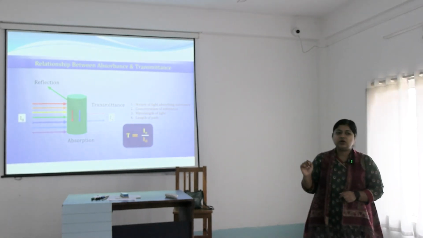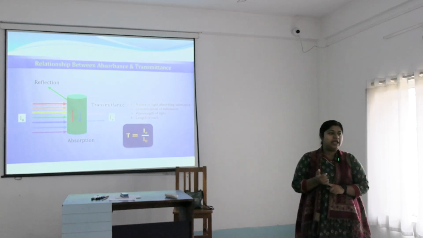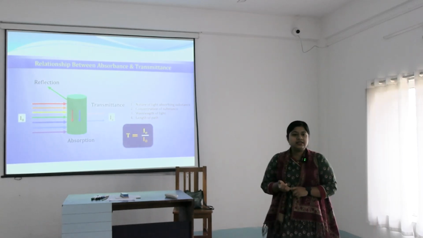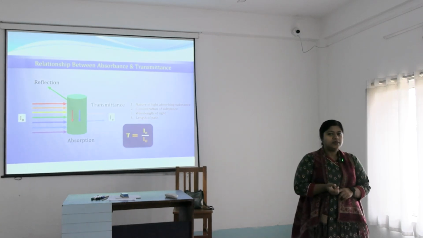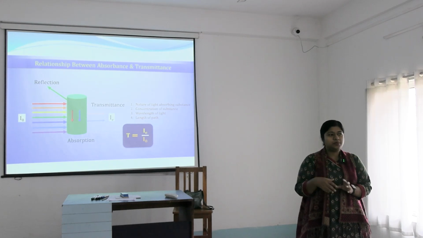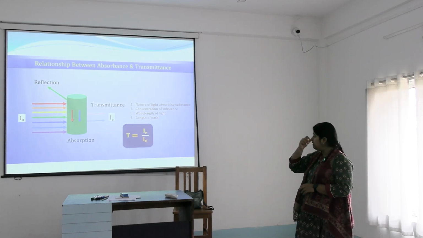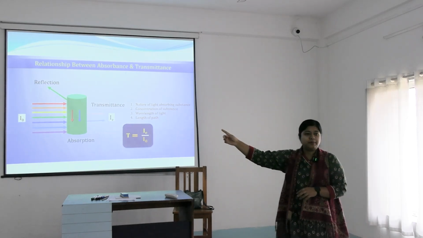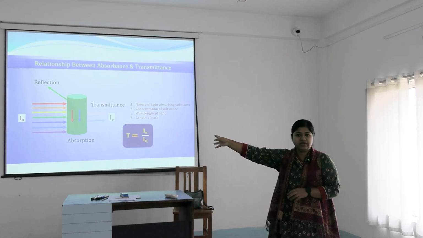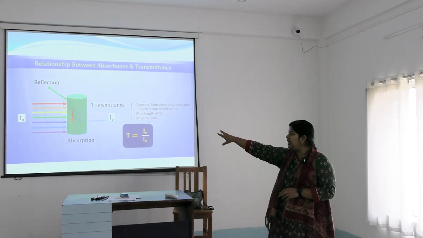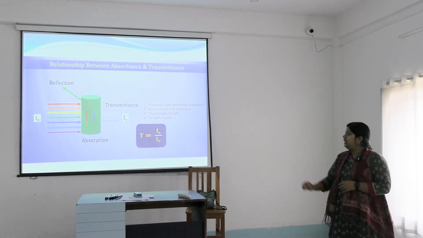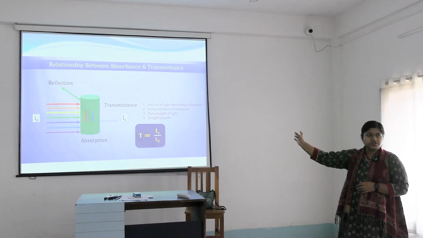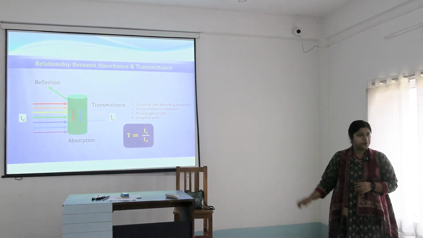And transmittance depends on which factors? Number one, nature of the light absorbing substance, that means what type of solution it is. Number two, concentration of the substance. The more concentrated the substance is, the more it will absorb. Next, the wavelength of light. Which wavelength are we passing? In this we are passing all the visible wavelengths, but if we pass only green, it will be reflected. Right? And the length of path, that is the solution length through which the light is passing.